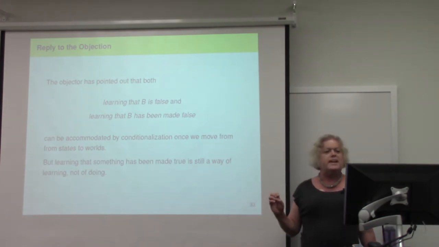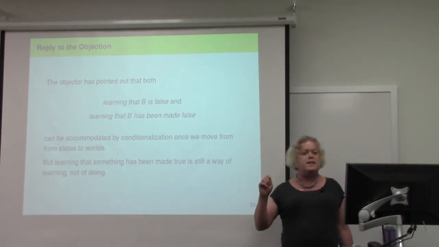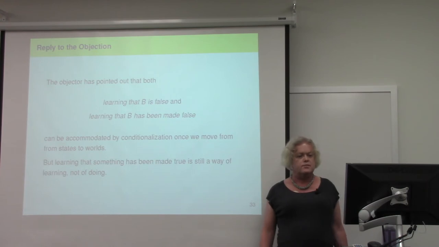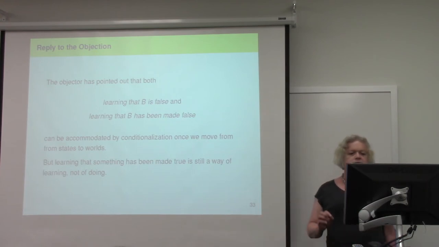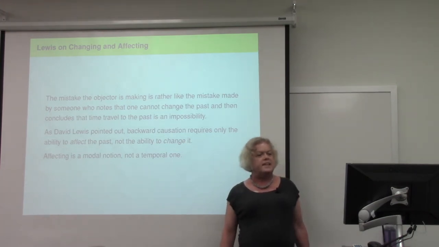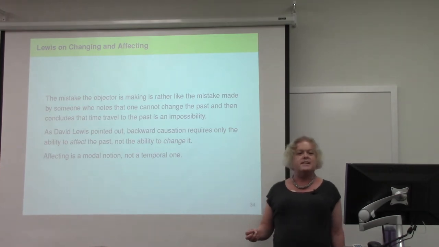The objector has pointed out that both learning that B is false and learning that B has been made false can be accommodated by conditionalization once we move from the state representation to the world representation. But learning that something has been made true is still a way of learning, not a way of doing. The mistake the objector is making is rather like the mistake made by someone who notes that one cannot change the past and then concludes that time travel to the past is an impossibility.